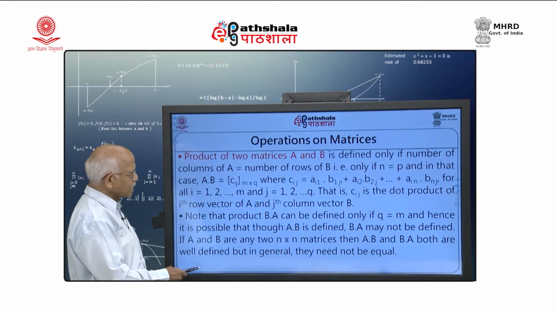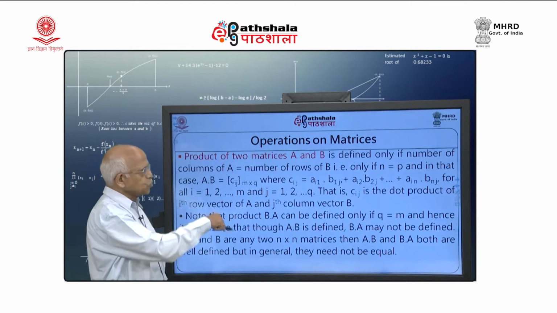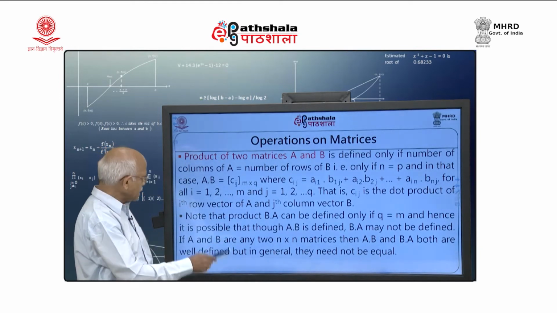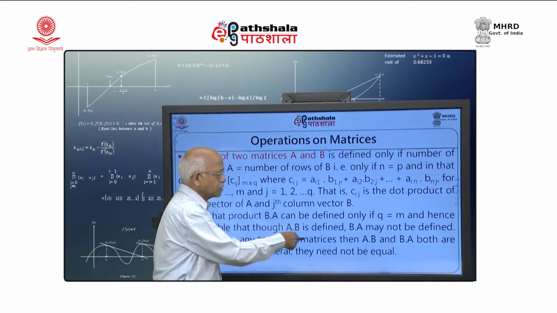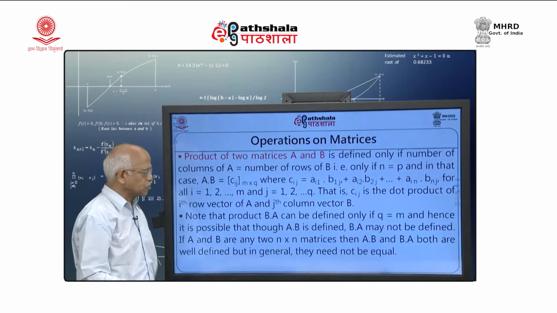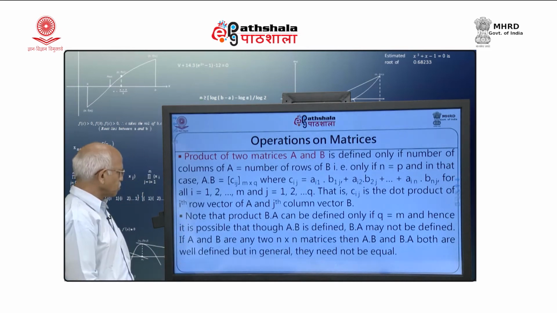You can note that if you consider these as vectors, then Cij will be the dot product of the ith row vector of A and jth column vector of B. So, this will be just the dot product. Note that the product B dot A can be defined only if q is equal to m, and hence it is possible that though A dot B is defined, B dot A may not be defined. So, if you reverse the order of the matrices, the product may not be defined.